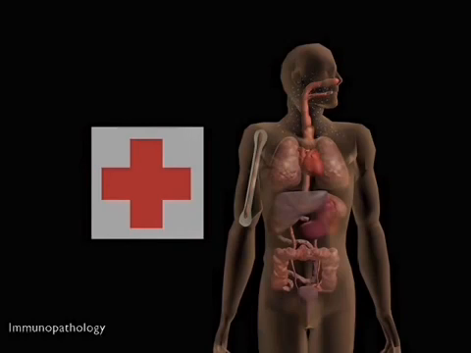2. Autoimmune diseases. In these conditions, the immune system recognizes and reacts against the body's own tissues. Many organs or tissues may become subject to this misdirected attack.